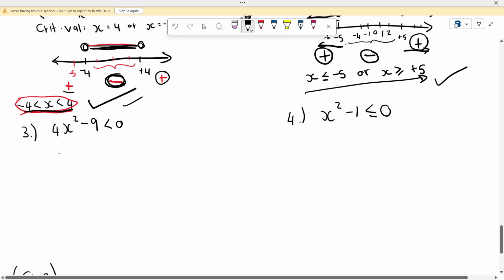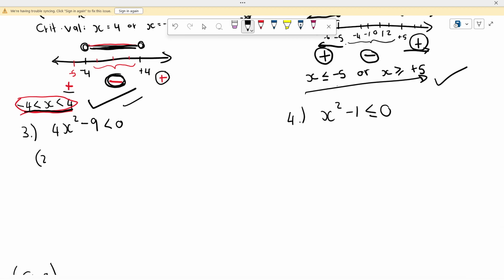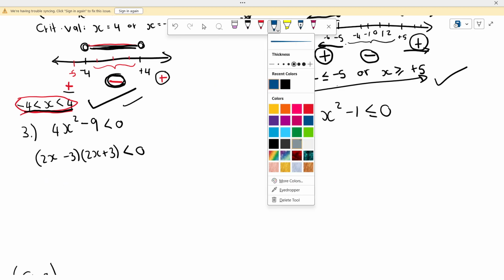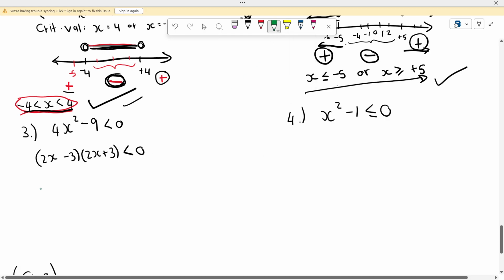Okay, so now this one, we still see these are exactly differences of squares. So this can be written as (2x minus 3)(2x plus 3) smaller than 0. So now if we went and looked for our critical values, I'm going to do this in another color so that you can see what I mean. Let me do it in a dark green rather, so you can see.